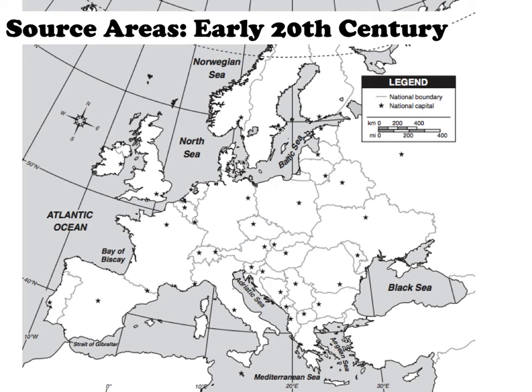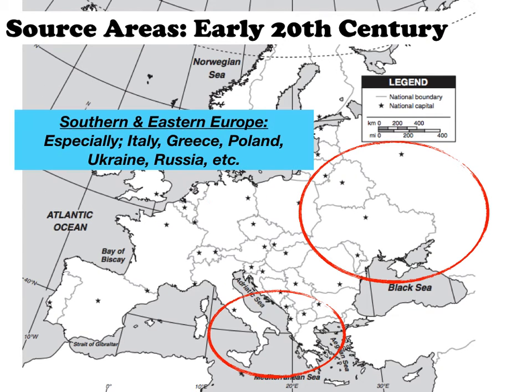For the early 20th century, the source areas were predominantly in Europe. In terms of pure numbers of immigrants, the vast majority were coming from Europe, and specifically from two regions: Southern Europe and Eastern Europe. Specifically, we're looking at Italy, Greece, Poland, Ukraine, Russia, and some of the smaller countries as well. But in terms of numbers, these are the major areas.